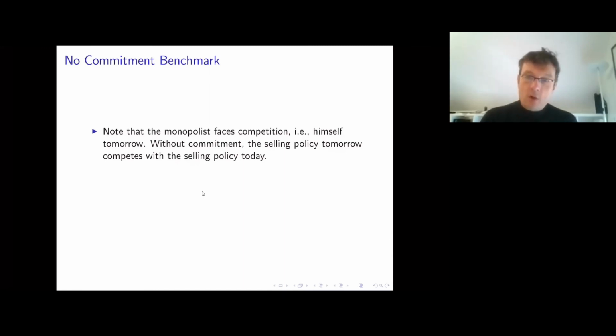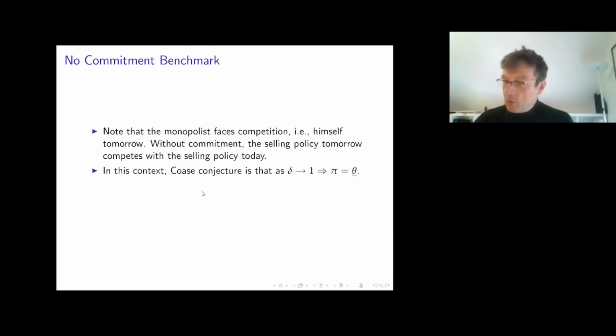He observed that actually the monopolist who has sole control of the object, in this world without commitment, faces competition. And what's the competition? Well, it's not anybody else because there's just one seller, but it's the seller tomorrow. Without the ability to commit, the seller today, by offering a price, is essentially competing against himself tomorrow, because likely the price that will be offered tomorrow will be lower. And so the seller today is facing competition by himself tomorrow. That's the logic of the Coase conjecture.